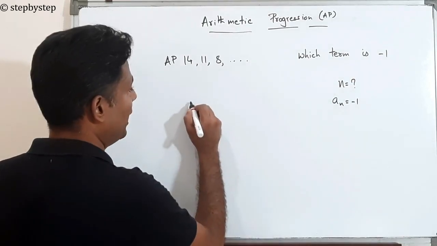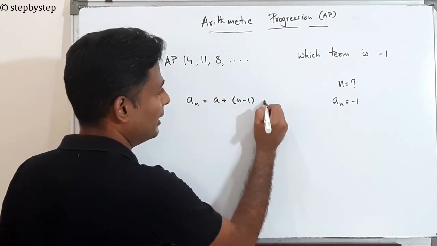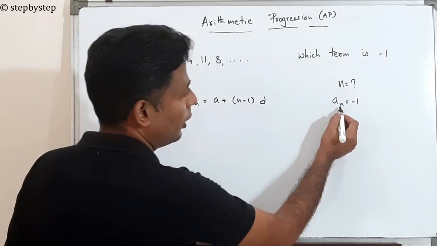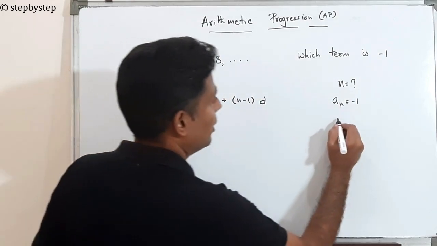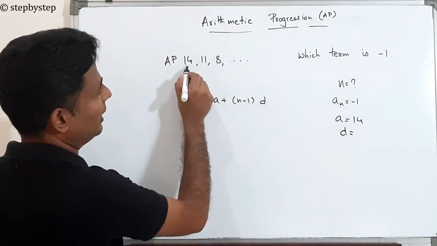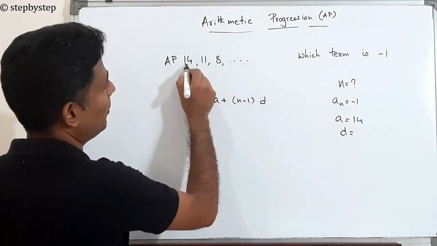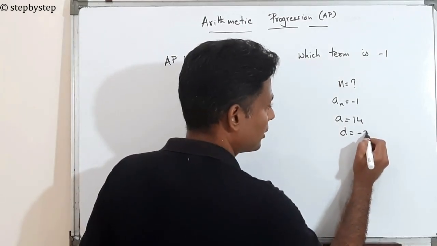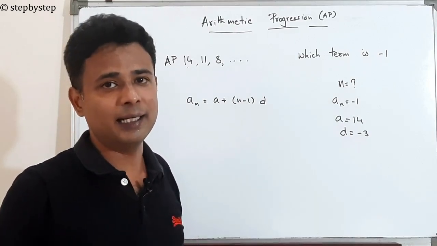Right? So using the formula, A of n equal to A plus n minus 1 into D. We know A of n, we know A, and we can find D. Right? A is 14 and D will be second term minus first term or third term minus second term, you will get the same answer. 11 minus 14 is minus 3. So it's a decreasing AP, hence D is negative.